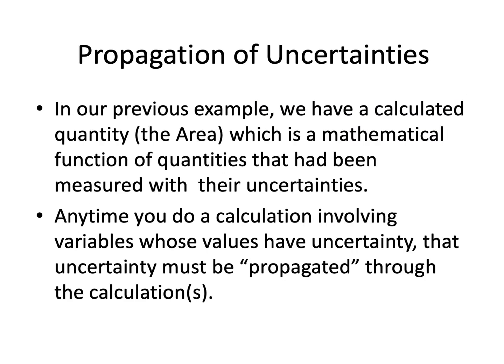So just to recap, in our previous example, we calculated a quantity, in that case the area, which is a mathematical function of the quantities that had been measured with their uncertainties. In other words, the length and the width. We had measured the length plus or minus its uncertainty and the width plus or minus its uncertainty, and then we multiplied those together to get the area, length times width. Anytime you do a calculation involving variables whose values have an uncertainty, that is, they have a plus or minus part, that uncertainty must be, quote unquote, propagated through the calculations. And that's what we're going to talk about doing in this video.